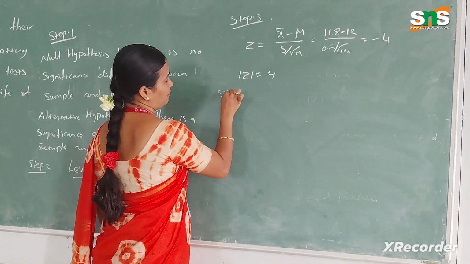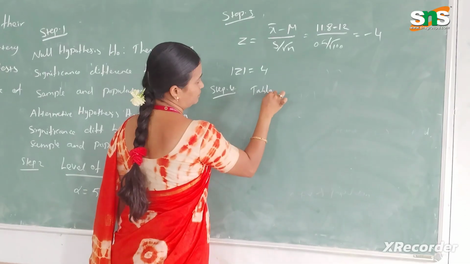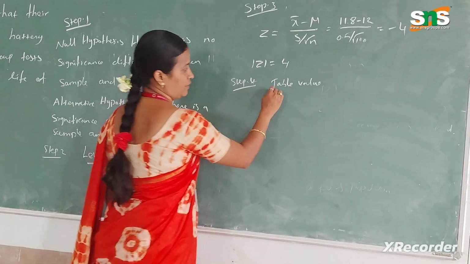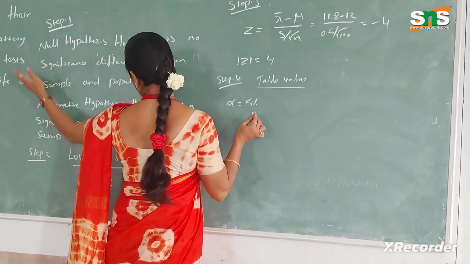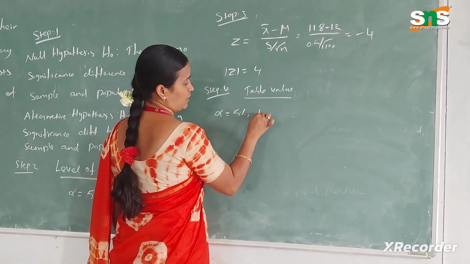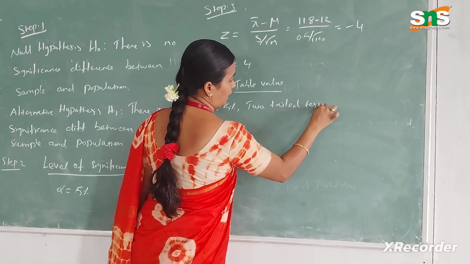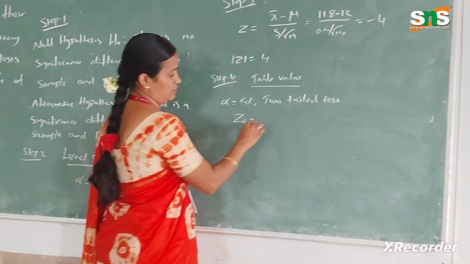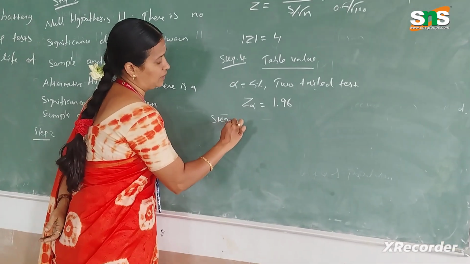Step 4, the table value. How will you calculate the table value? First write alpha, the level of significance, 5%. Look at the problem. Here there is no comparison between the sample and population direction, therefore it is automatically a two-tailed test. The corresponding table value, Z alpha, is equal to 1.96.